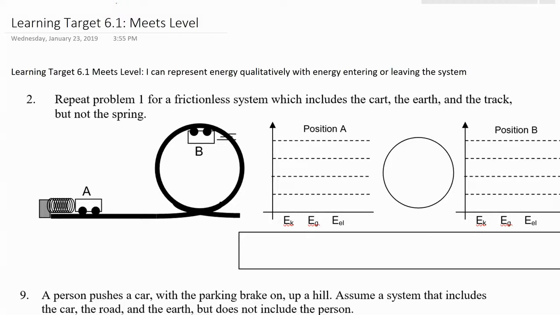6.1 at the MEETS level says I can represent energy qualitatively. Remember that qualitatively means no math, with energy entering or leaving the system. So if you watch the basic level one, we just did LOL diagrams with no energy entering or leaving the system. The MEETS level is energy entering or leaving the system.